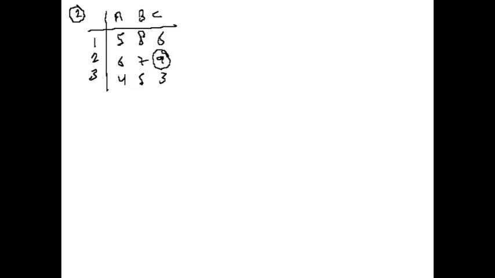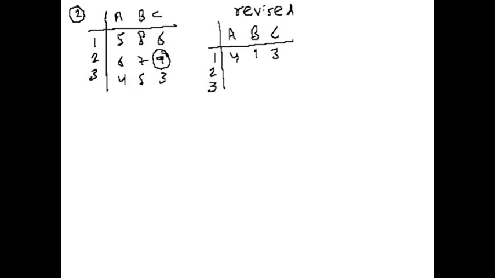So we'll subtract each number from 9. You can say this is the revised version. So we have ABC 1, 2, 3. So 9 minus 5 is 4. 9 minus 8 is 1. So we subtract each value from 9, and this is what you get. And then we repeat the same process.